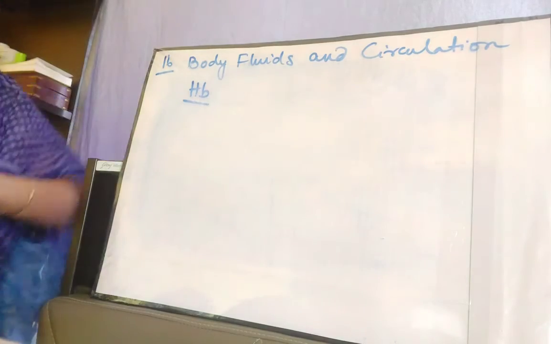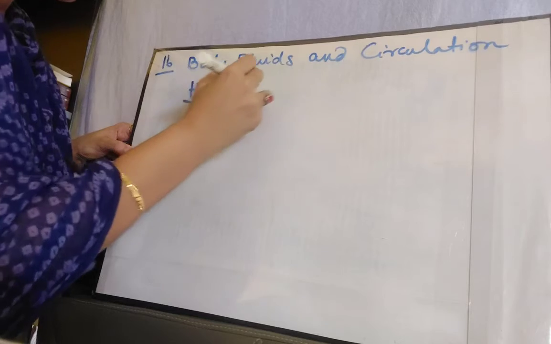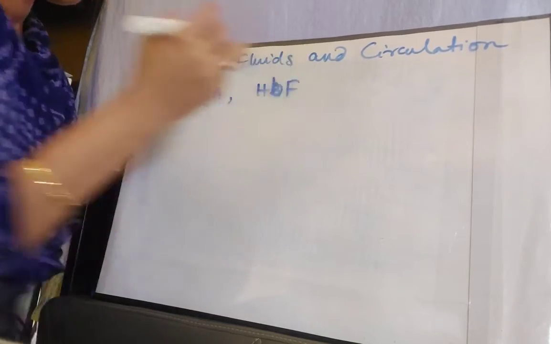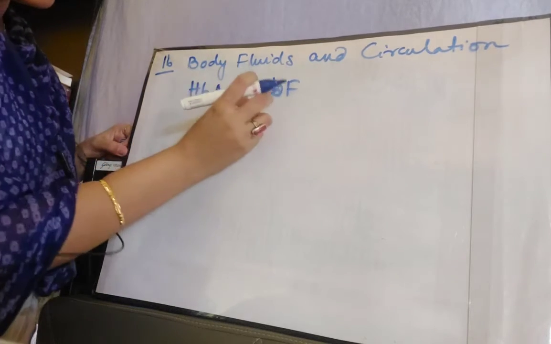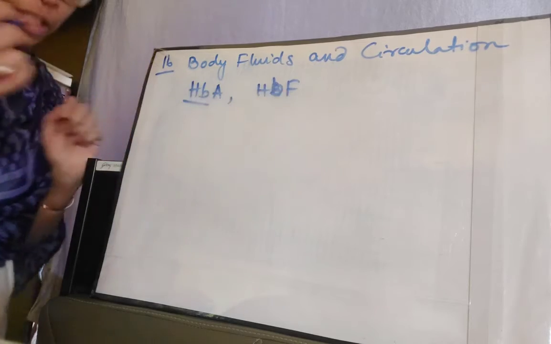Next, let's go to the types of hemoglobin. Now there are two types of hemoglobin, HbA and HbF. HbA is adult hemoglobin, HbF is fetal hemoglobin.